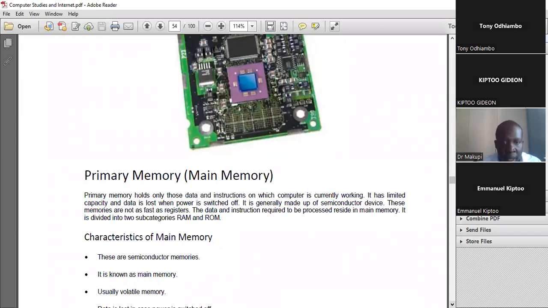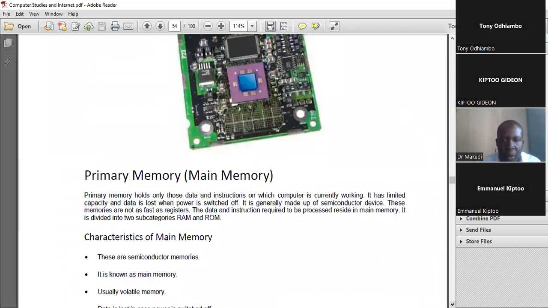So the primary memory, or what we would now say the main memory, is the second type of memory. Still, again, this memory is regarded as the working memory of the CPU, has limited capacity, and data is lost when power is switched off. So if electricity goes off, everything is lost. Examples of these primary memories are RAM and ROM, random access memory and read-only memory. We will later on discuss that.